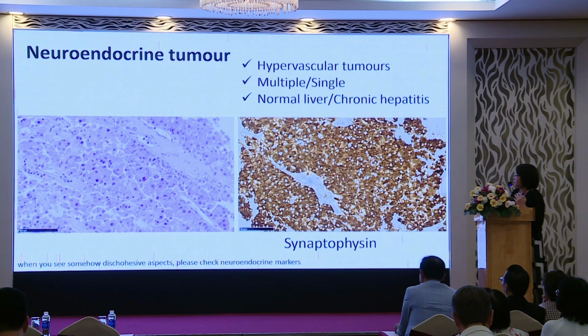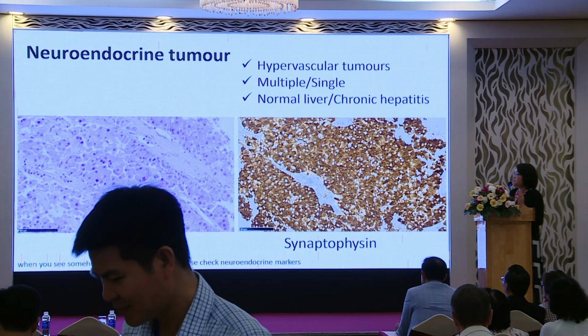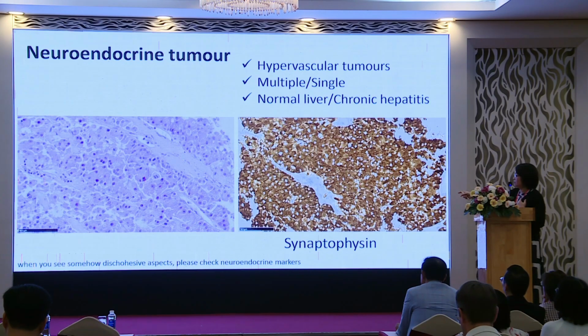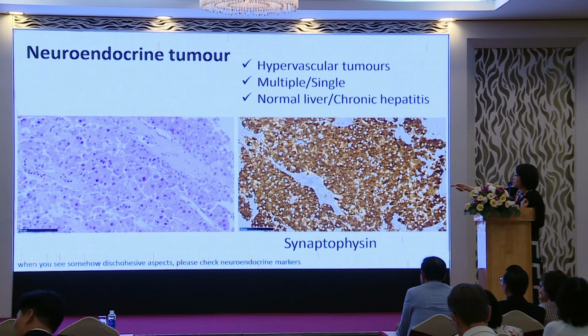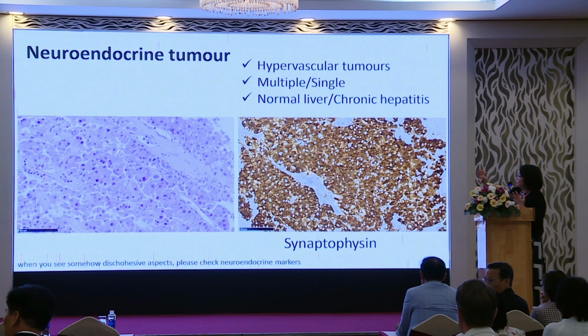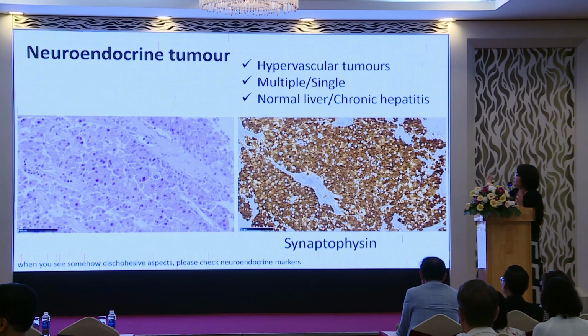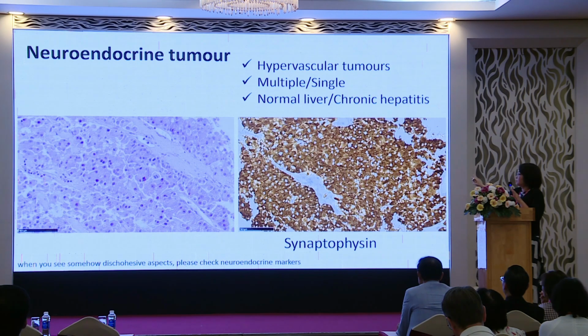And also, I really would like to draw your attention that neuroendocrine tumor can really mimic hepatocellular carcinoma, as you can see here. This is a tumor biopsy. Actually, the patient has a metastatic neuroendocrine tumor in the liver, and it looks like HCC, but when you look carefully, you can see somehow this cohesive aspect of these tumor cells. And synaptophysin, a neuroendocrine marker, shows diffusely strong positivity in this tumor.